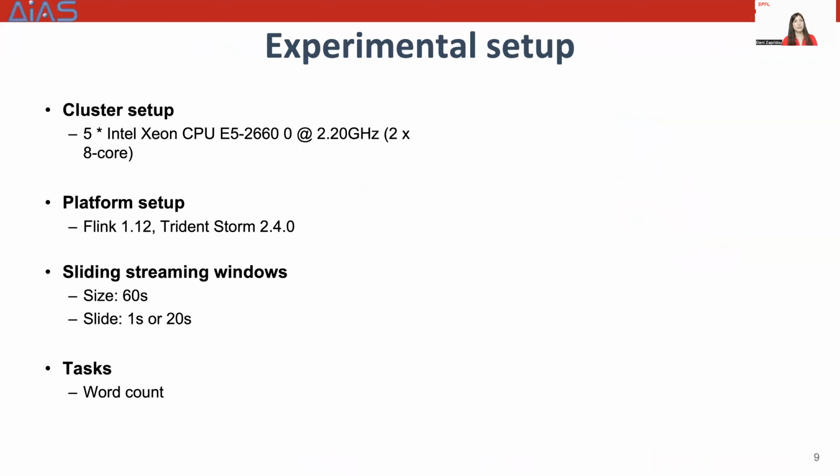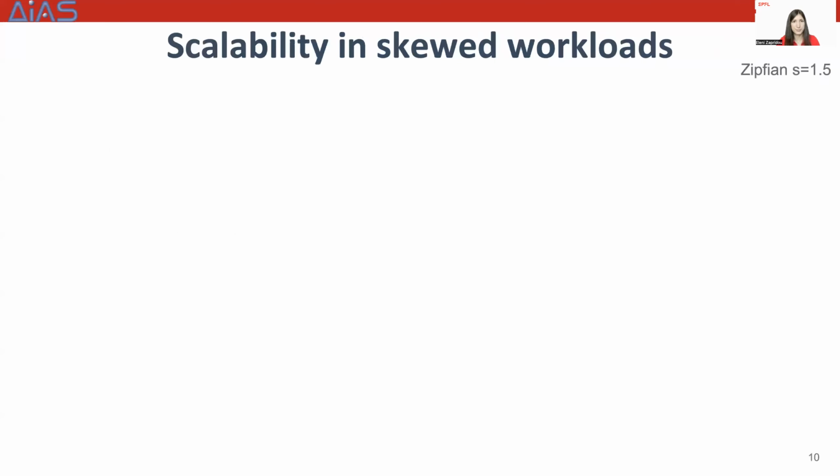I will move now to experiments. So we use a cluster with 5 machines, and we deploy Dalton, our algorithm, in both Flink and Storm to show how it performs both for the tuple at a time and the microbatch model. However, in this talk, I only include experiments with Flink, and I will use the task of word count and a sliding streaming window with a size of 60 seconds and a slide of 1 or 20 seconds.